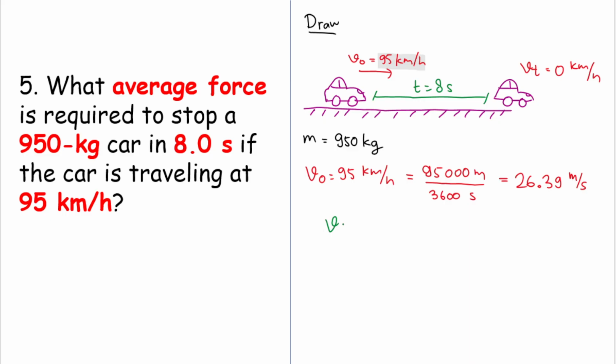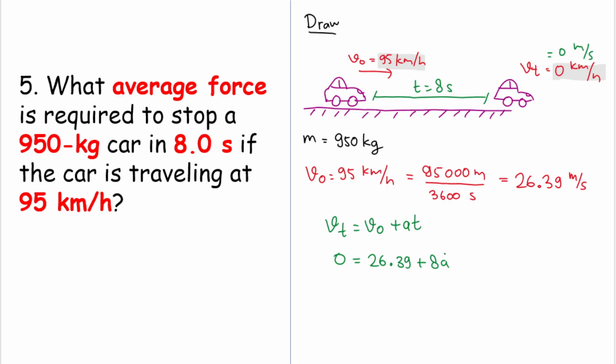Vt is equal to V0 plus a times t, right? Remember kinematics from the previous chapter. So we will have Vt here as 0 kilometers per hour, which is also 0 meters per second, right? It's stopped, so it's the same in meters per second. Let's plug that in. We'll have 0, and then the initial velocity is 26.39. And then I will have a. a is unknown, but I have 8 seconds, right? So I will have 8a.